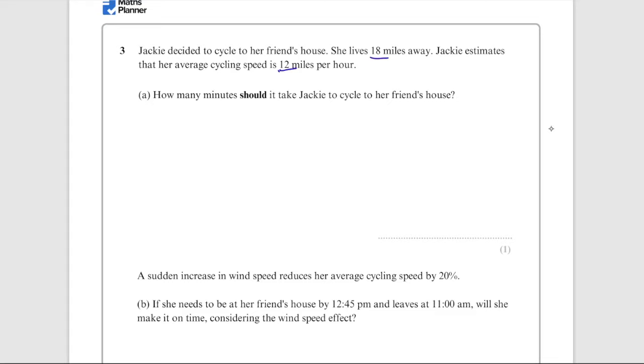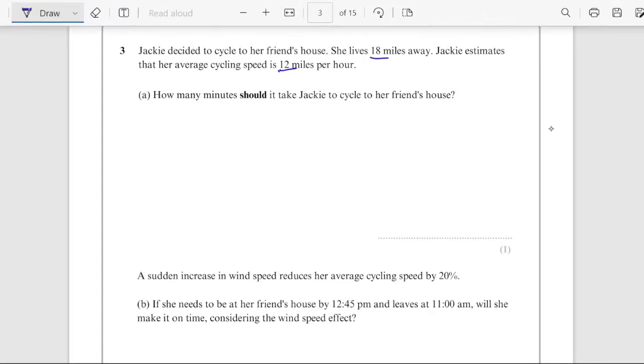So we're going to do our distance divided by our, so I probably should have put the formula in. So how long should it take? So if I start with my speed distance time triangle, the formula, speed is equal to distance divided by time. We want to work out the time, and it's asking for it in minutes, so we'll convert afterwards. So the time is going to be equal to the distance divided by the speed. So we're looking at 18 divided by 12, which is going to give me 1.5. And that's hours. We want our answer in minutes, so that's going to be 90 minutes.